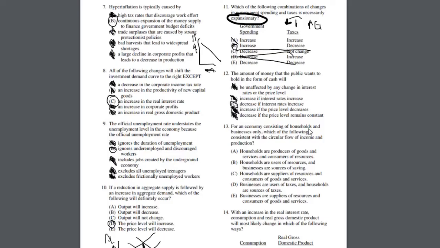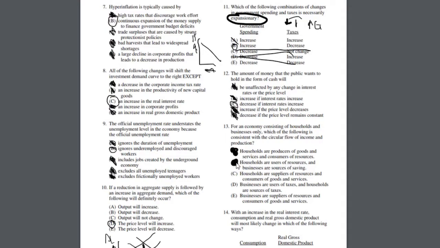For an economy consisting of households and businesses only, which of the following is consistent with the circular flow of income and production? So we know that households are the providers of the factor payments, and that businesses are the providers of goods and services and demand these factors, and households demand the goods and services. So for 13, we're looking at A, households are the producers of goods and services and the consumers of resources. No, that would be the other way around. Firms are the producers of goods and services and the consumers of resources. B, households are users of resources and businesses are sources of saving. No.